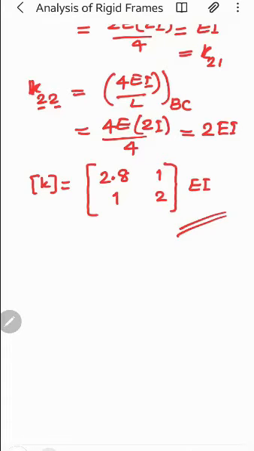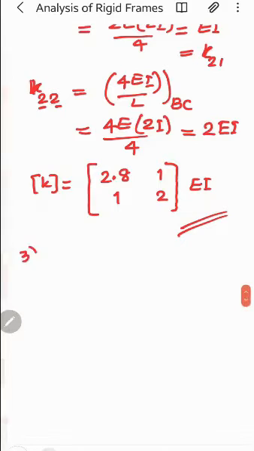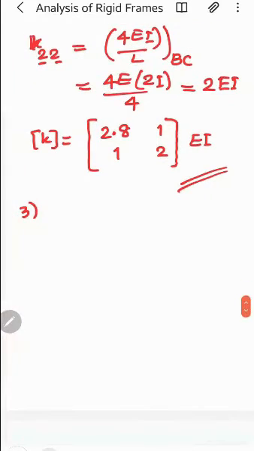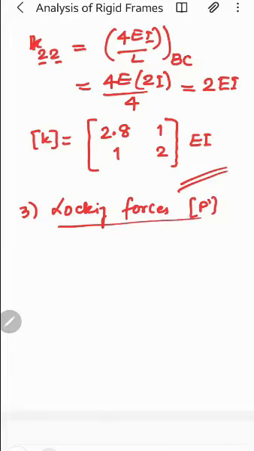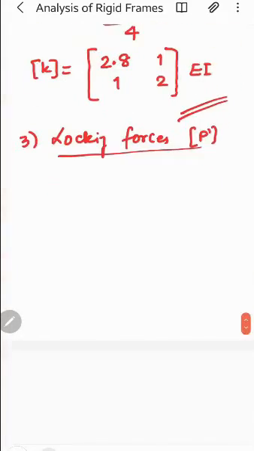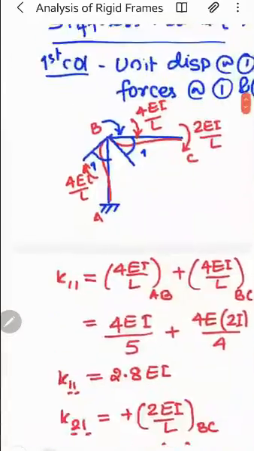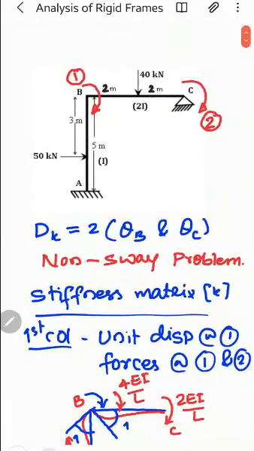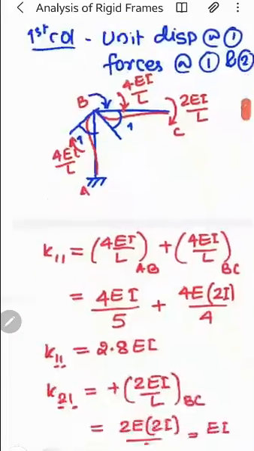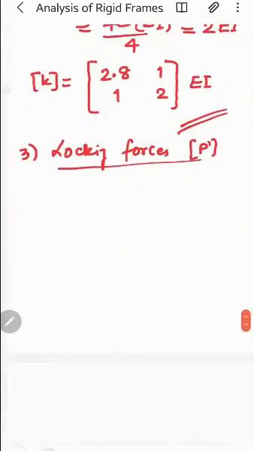Clear? After getting K matrix, your third step is locking forces. So what are the locking forces? Locking forces are P dash. So calculate the forces. What are the forces here? You have the loading at BC as 40 kilonewton, which is a central point load, and for AB you have an eccentric point load, which is 50 kilonewton. Clear? So you have to calculate the fixed end moments here.